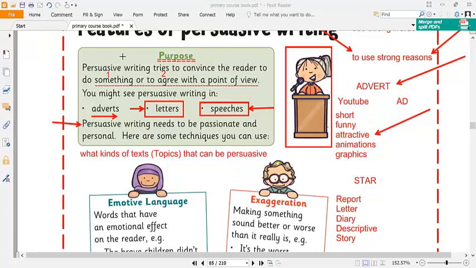Letters. Thank you, Sarah. Muhammad Ali, you know where I stopped?